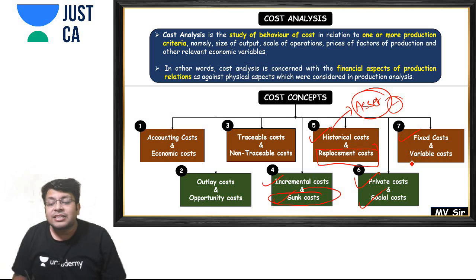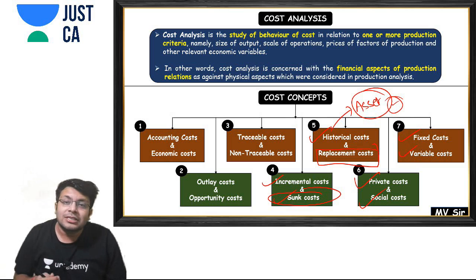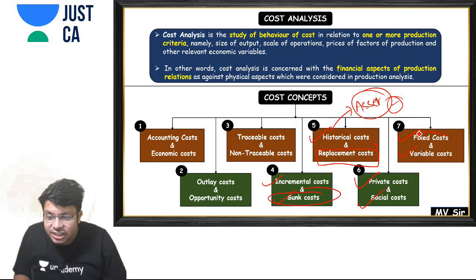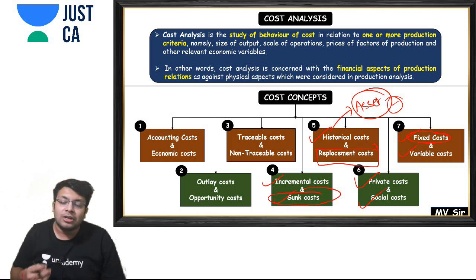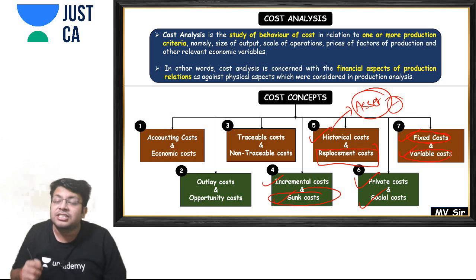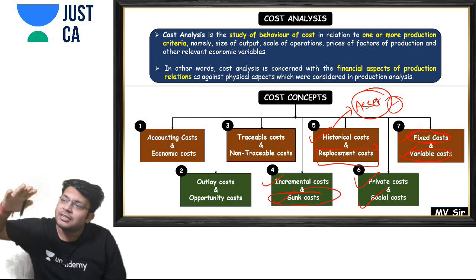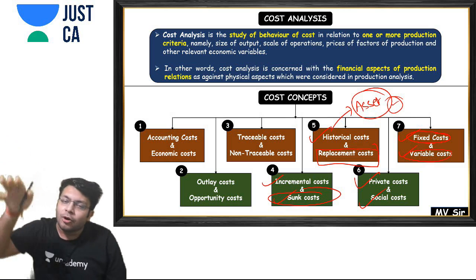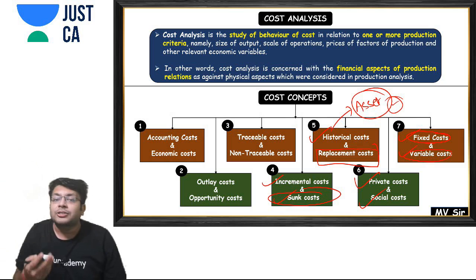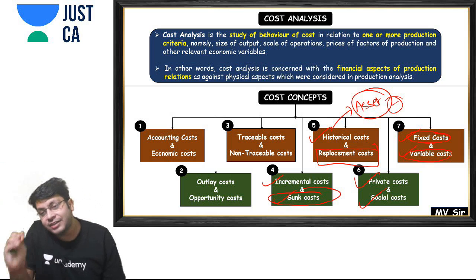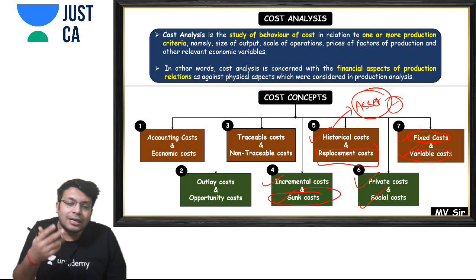Then comes fixed cost and variable cost. What is a fixed cost? Costs which do not change with change in output are called fixed cost, and costs which change with the change in output are called variable cost. So if you increase your output, your variable cost increases. If you decrease your output, your variable cost decreases. Fixed costs are those where, even if you increase or decrease your output, you will have to pay a fixed amount. Those are called fixed cost.